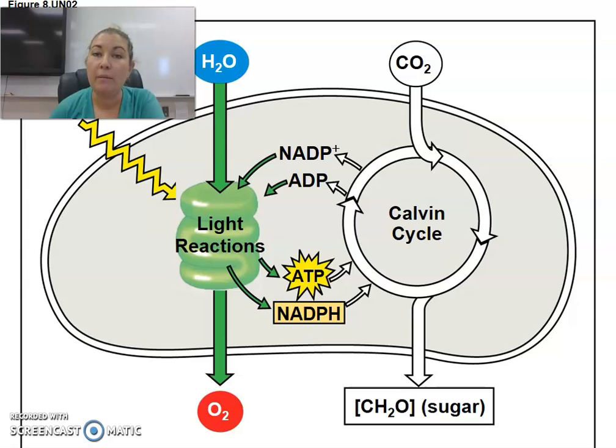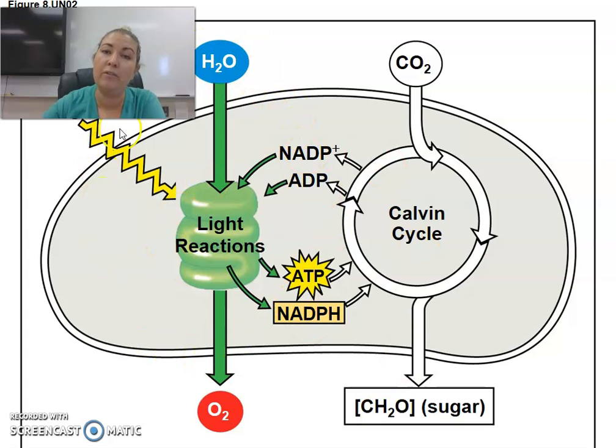They strike the pigments located in the thylakoid. They use that energy to split water and to give that energy to NADP plus, making it into NADPH, and also ADP into ATP. It releases oxygen in the process. So those are all called the light-dependent reactions.